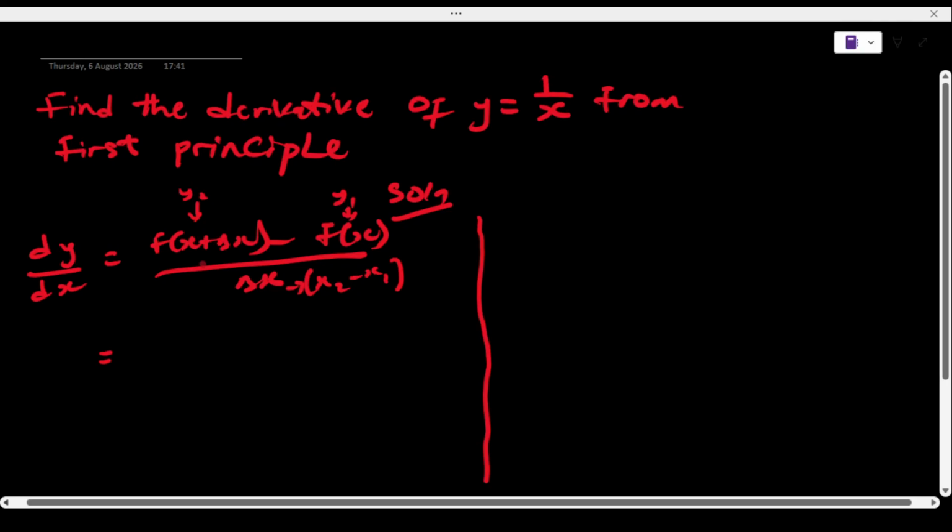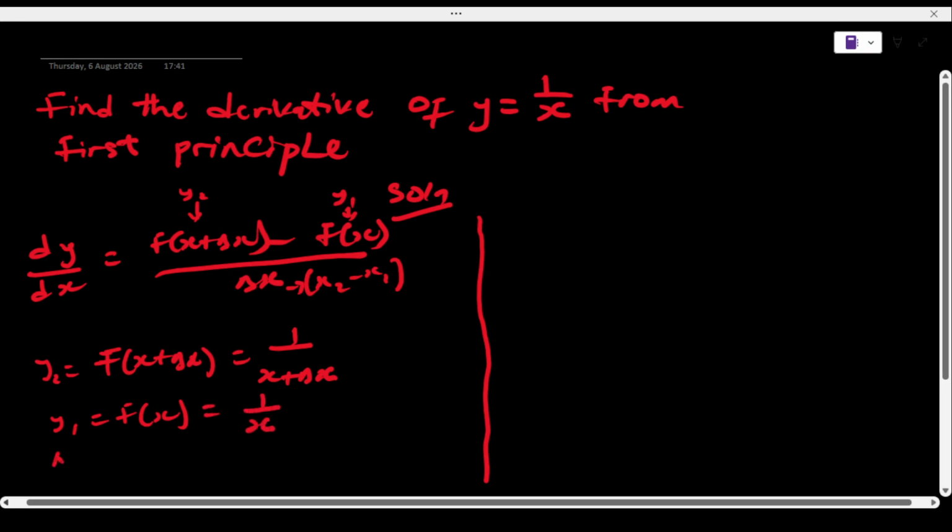So therefore, our f of x plus change in x, which is our y2, is now 1 over x plus change in x. Also, our y1, which is f of x, is now 1 over x. But we already know that our change in x is the same thing as change in x. No need of disturbing ourselves about that.